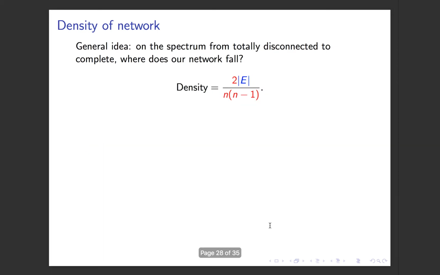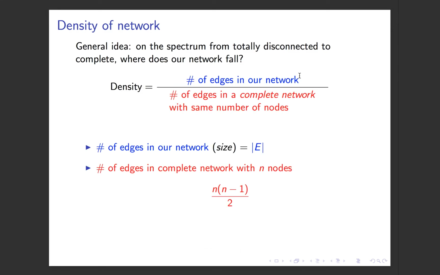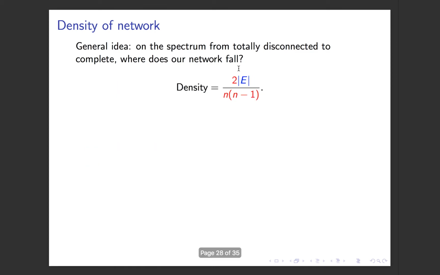So, here's our new formula for density. If we take the number of edges in our network, we'll see this absolute value of E appearing in the top, and then we're going to divide by this n times n minus 1 over 2. Since we're doing a double division, the 2 ends up swinging up into the top. If you don't remember that, that's fine.